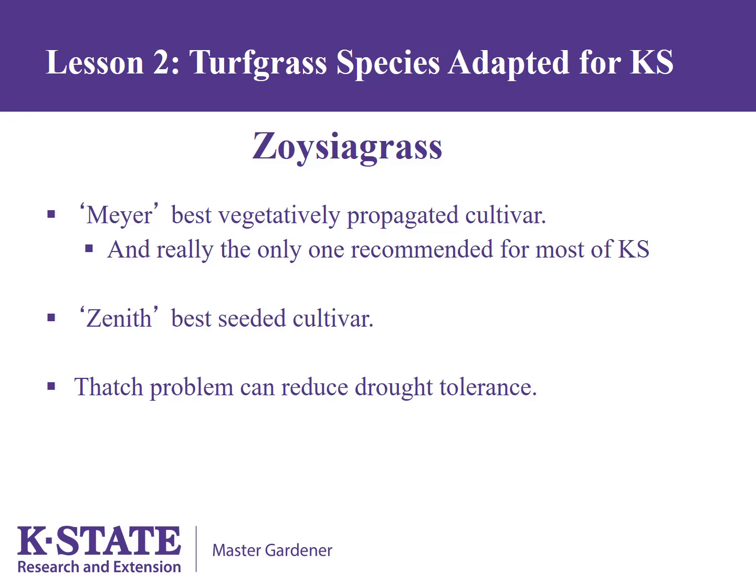You have a vegetative variety, which is called Meyer, which means it can only be sod, plugged, or sprigged. You cannot buy that seed and go seed that variety of Meyer. There is a seeded variety called Zenith, and that is the best seeded variety of zoysiagrass for Kansas. It has good cold tolerance compared to some of the other zoysiagrasses that are grown in more southern, warmer areas. But it's not as cold tolerant as Meyer if you compared them side by side.